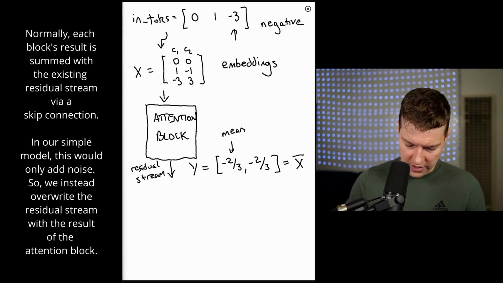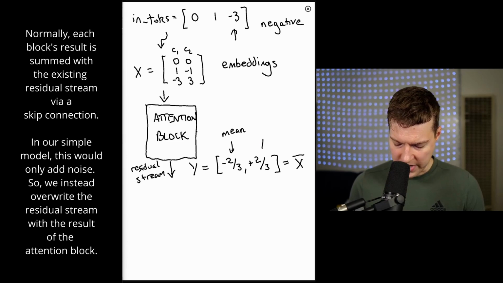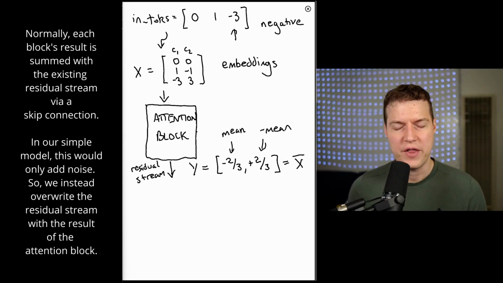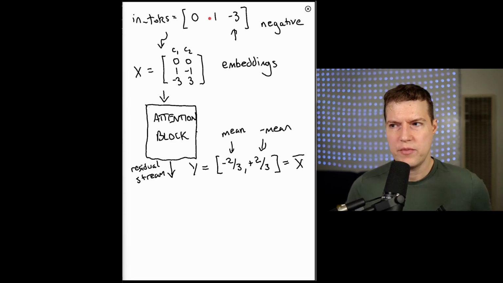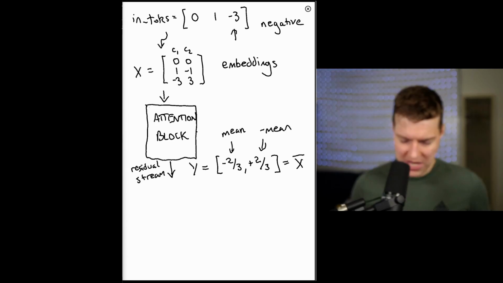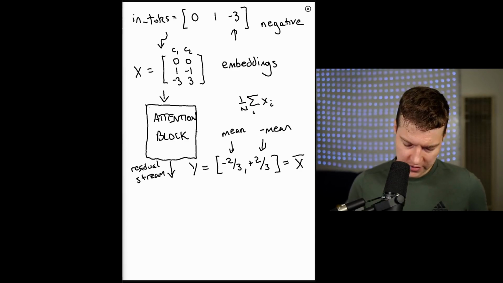Oh, and I messed up. The second one is actually positive, right? And it has the negative of the mean. So we placed the mean and the negative mean on the residual stream. Now remember what we're trying to do, right? We're trying to compute whether the sum of a bunch of numbers is positive, negative, or 0. And what's the mean? Well, the mean is the sum of a bunch of numbers divided by the number of numbers. So if we look and see what the mean is, it looks something like this, right?